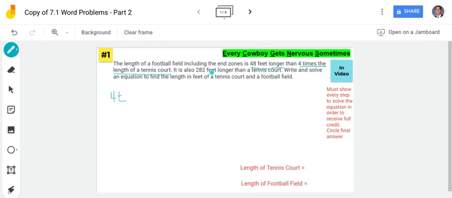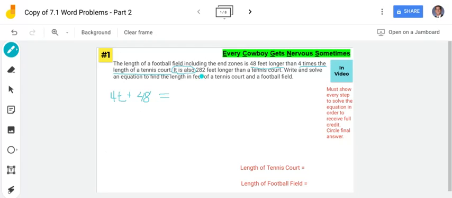But the football field is 48 feet longer than this. So I need 4 times the length of a tennis court plus 48. Okay, this is going to give us the football field right here: 4 times the tennis court plus 48 more feet. It goes on to say in the problem that it is also, and that is language for the equal sign. It is also. So I'm going to put my equal sign.